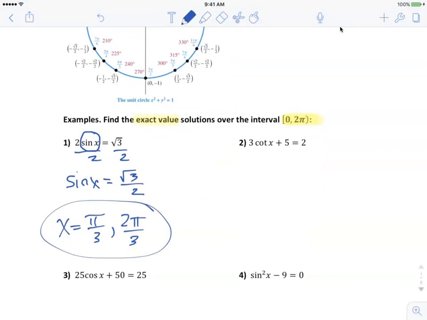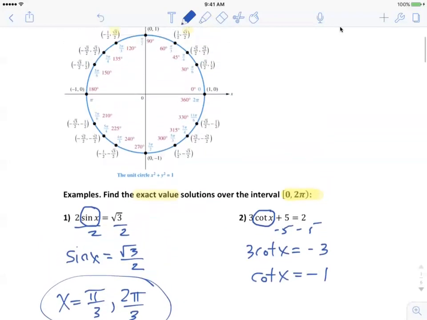Okay. How about this one? Cotangent, number 2. So I've got to first solve for that variable, cotangent x. My first step would be to subtract 5 on both sides, right? So I'm going to get 3 cotangent x equals -3, and then divide both sides by 3. So -3 divided by 3 would be -1. And now it's all about the unit circle. Any place where cotangent is equal to -1.